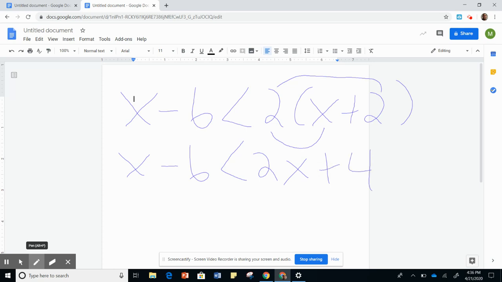So we have x's on both sides. It's up to you where you want to move the x. This time, let's move the x to the left. So we're going to do minus 2x, minus 2x here. So let's see what happens. x minus 2x, that gives us a negative x minus 6 is less than 4.